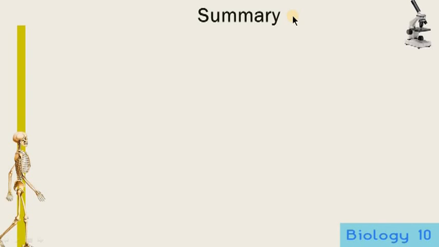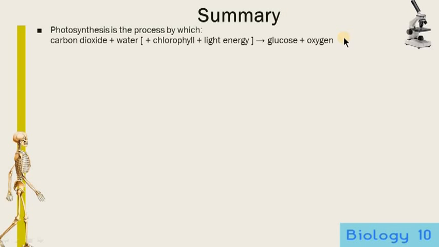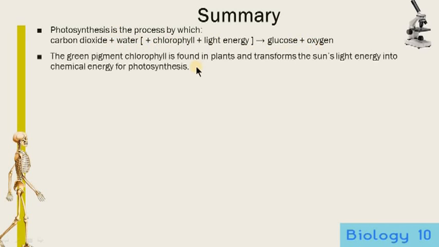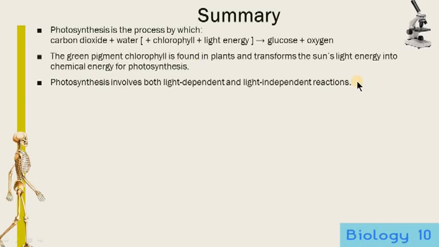So let's summarize. Photosynthesis is the process by which plants use carbon dioxide and water to produce glucose and oxygen. Chlorophyll can be found in plant cells. It is used to trap the light energy given from the sun in order to produce chemical energy.